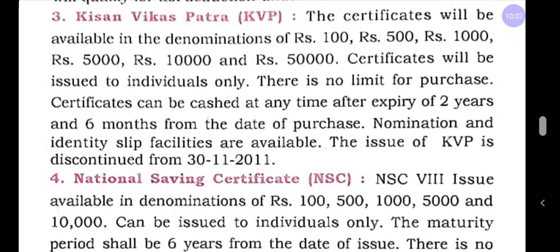Kisan Vikas Patra certificates come in denominations of 100, 500, and so on. You can just observe here. This will be issued to individuals only. There is no limit for purchases. You can purchase a certificate of any denomination. After the maturity period, you will get an extra amount. It is called Kisan Vikas Patra.